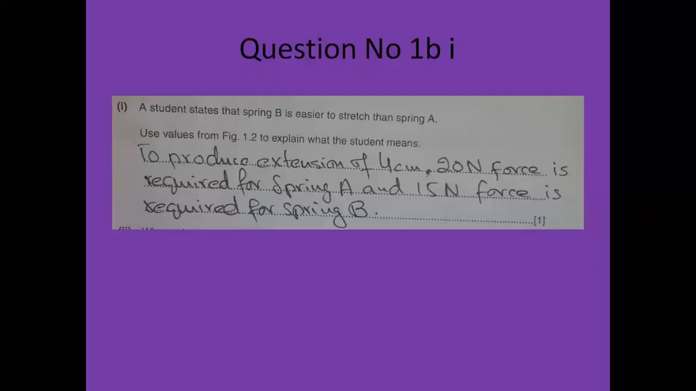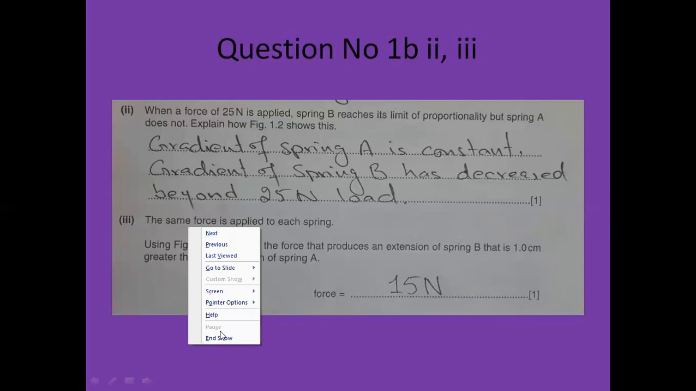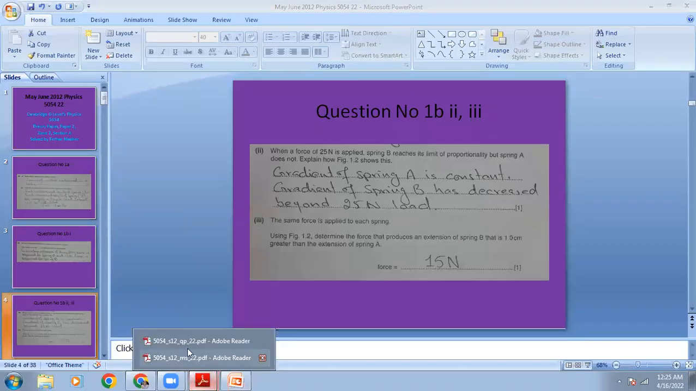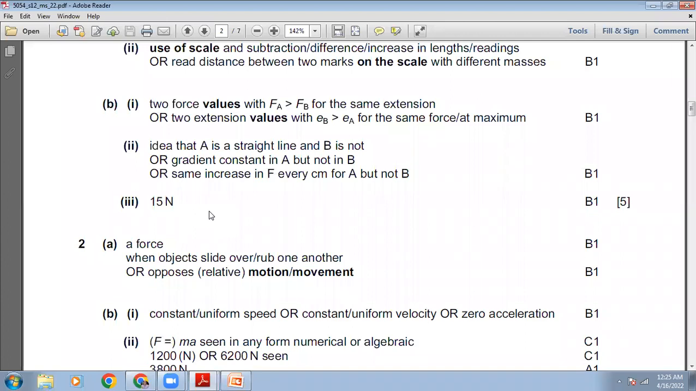So let me show you my answer. Gradient of spring A is constant. Gradient of spring B has decreased beyond 25 Newton load. So it means that the limit of proportionality has crossed. So the marking scheme is showing up. It says idea that A is a straight line and B is not, or gradient constant in A but not in B, or same increase in F every centimeter for A but not B. Okay, so our answer is right.